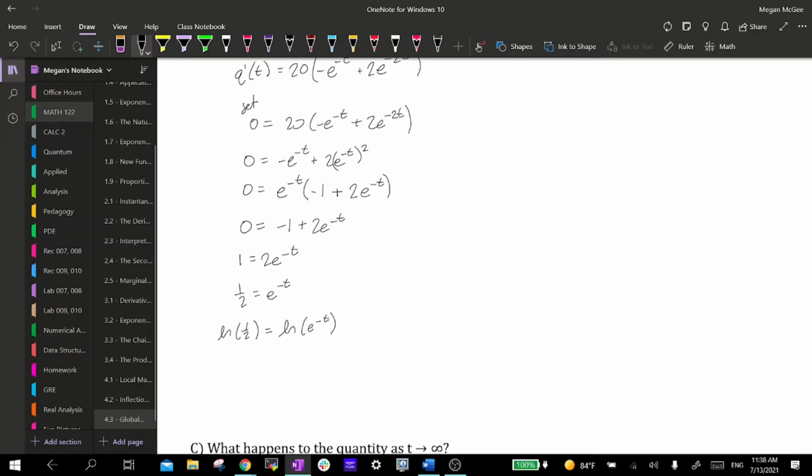But then we use our natural log property to bring this negative t out and make it a coefficient. So we have the natural log of 1 half is equal to negative t, because the natural log of e is 1. And go ahead and say negative natural log of 1 half is equal to t. So we get t is equal to 0.69.